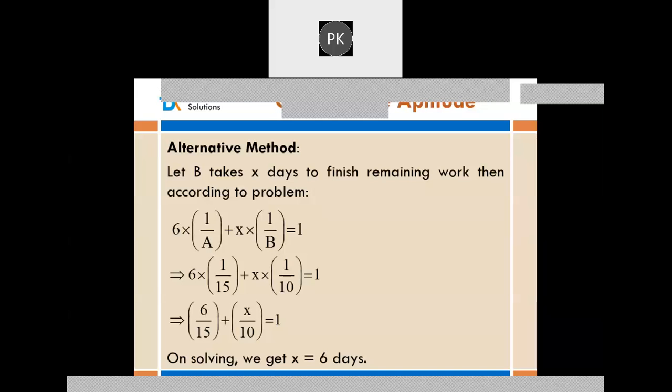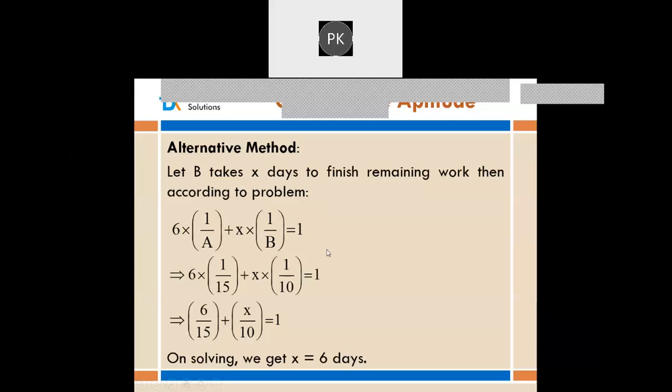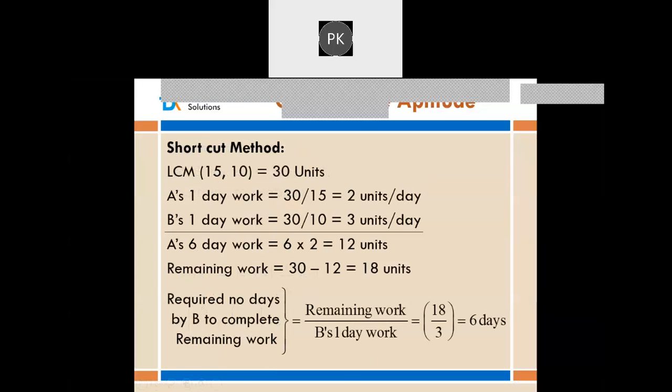Now let's go for the LCM method. This is the method I want you guys to practice. Take the LCM of 15 and 10, which is 30 units. A's 1 day work is 30 by 15, which is 2 units per day. B's 1 day work is 30 by 10, that is 3 units per day. Since A is working for 6 days, his 6 days work is 6 into 2. Per day he does 2 units, so in 6 days he does 12 units. Remaining work is 18 units.